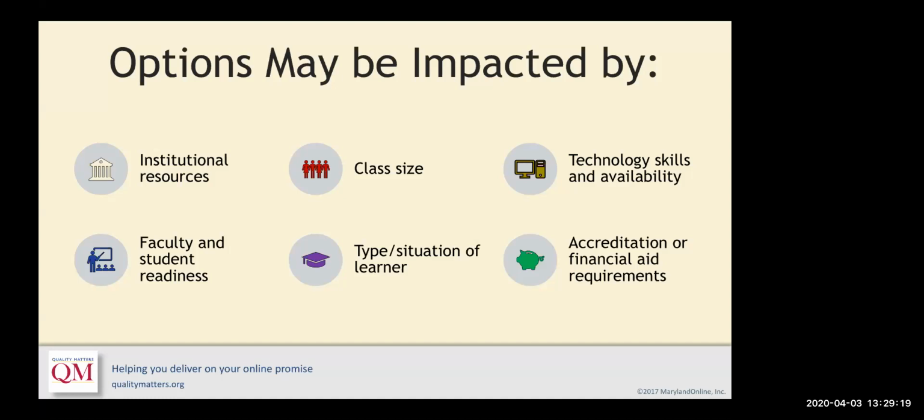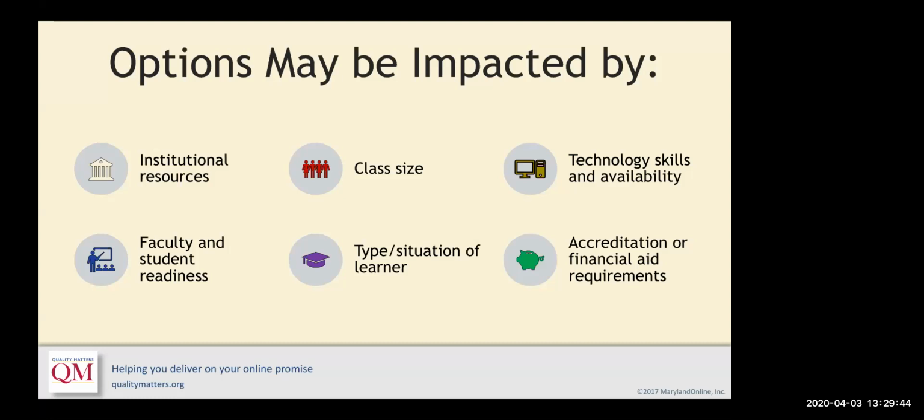For the type of situation and the learner, and who we're teaching, your choices would be impacted there as well, whether you're teaching a freshman class or a small graduate class, or even whether the majority of your students are parents who right now have young ones at home and they're really wrestling with balancing some of these competing priorities.